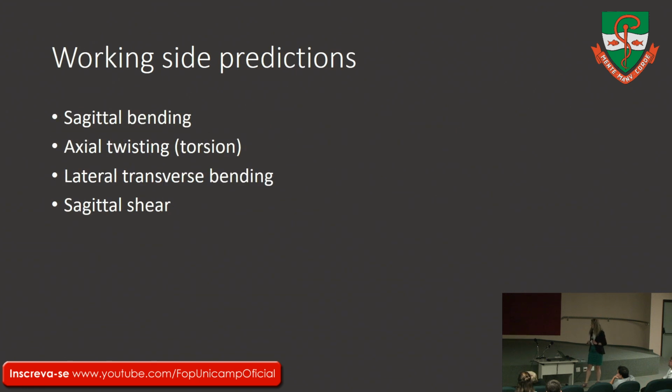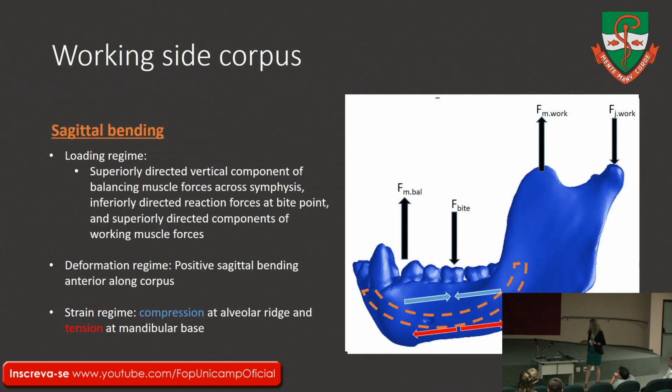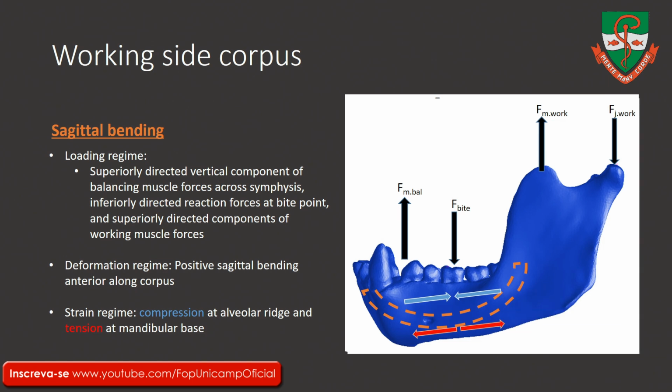What about on the working side? On the working side, we expect to see sagittal bending. We expect to see axial twisting, again, some torsion. We expect to see lateral transverse bending, and we also expect to see sagittal shear. So here's another schematic. We expect that anteriorly, the deformation regime will be such that sagittal bending, negative bending, occurs due to the external forces. This diagram should look pretty similar to the one that I showed for the balancing side.